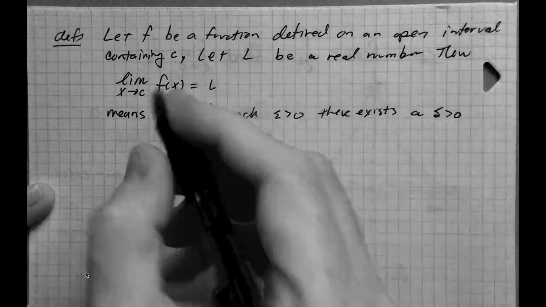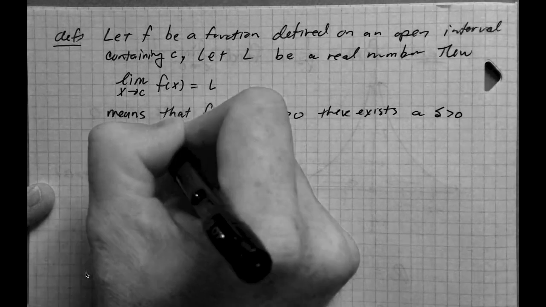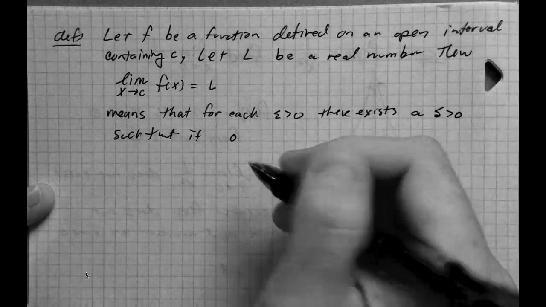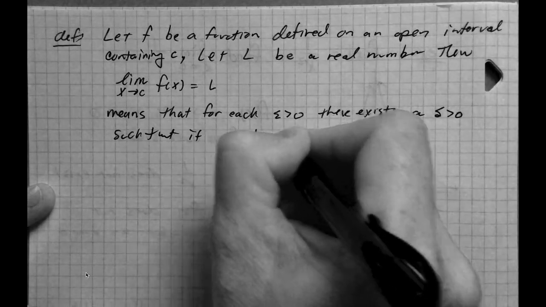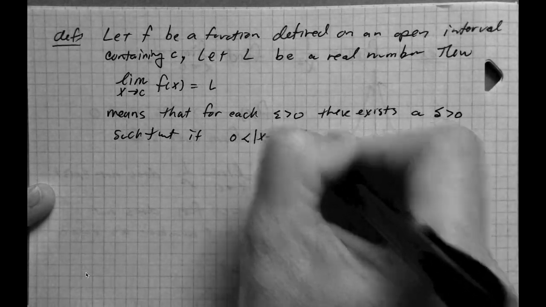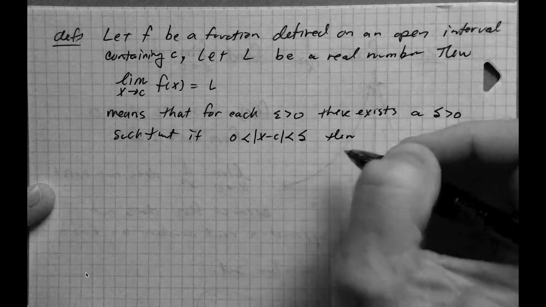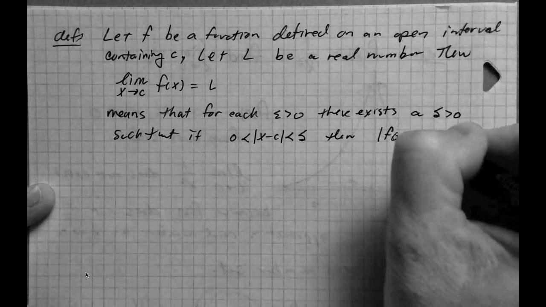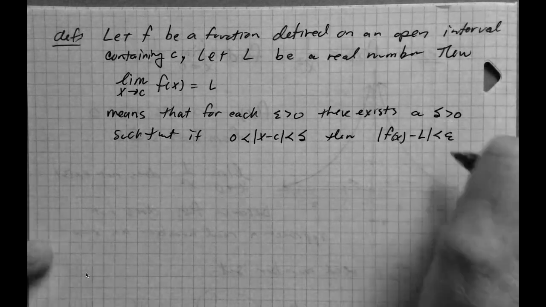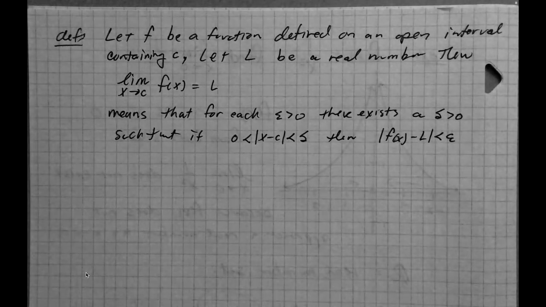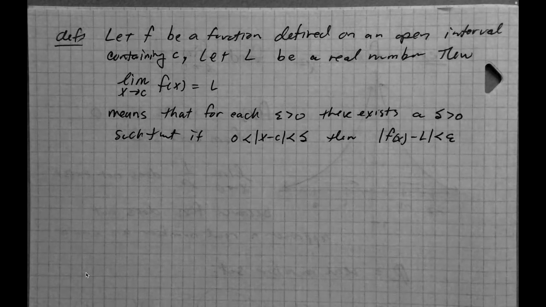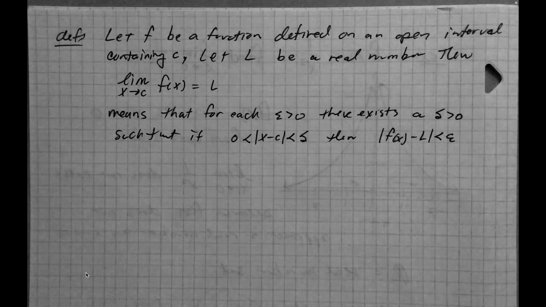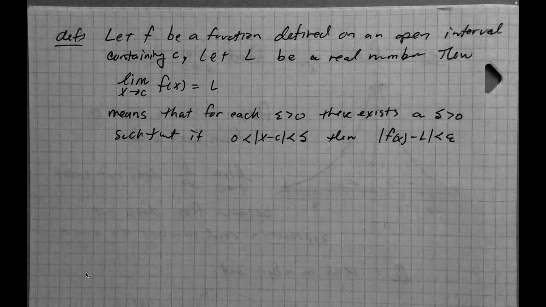Okay, such that if the distance from the limit point is less than delta, then the distance of the function from the limit is less than epsilon. Okay, so I don't expect that to make a lot of sense right now. Let's recap the definition, and then we'll draw some pictures and try to figure out what this is about.